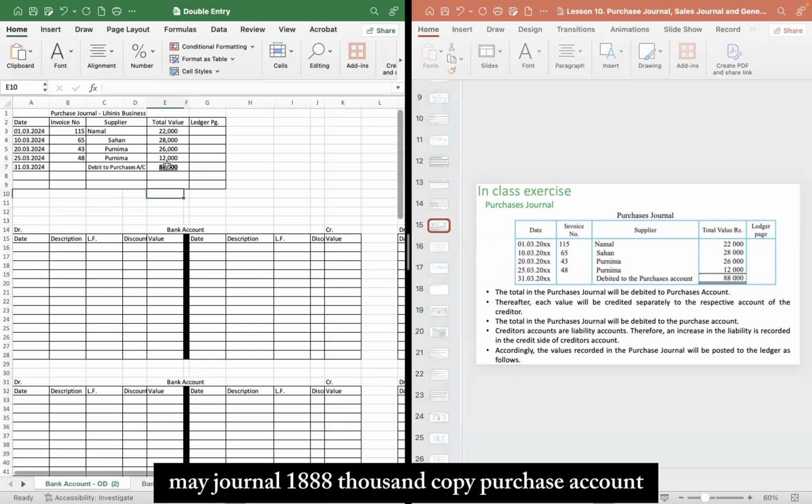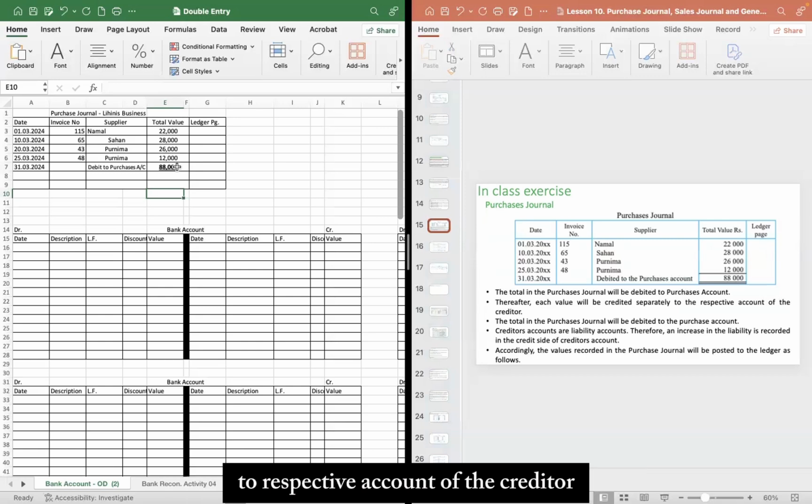The 88,000 in this journal, we debit to the purchase account. Thereafter, each value will be credited separately to the respective account of the creditor.